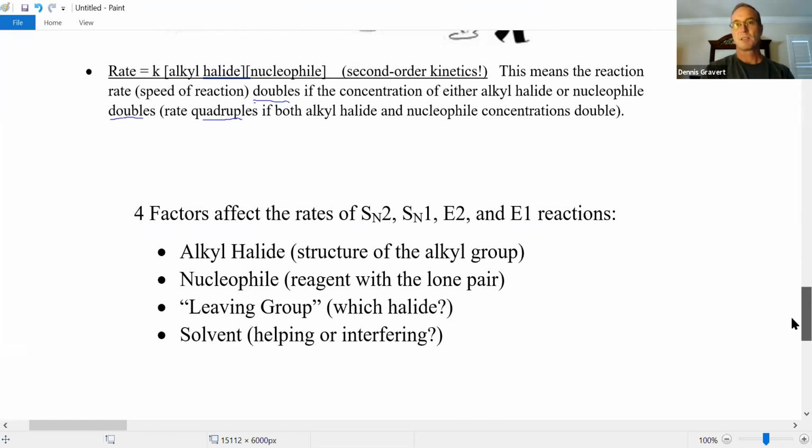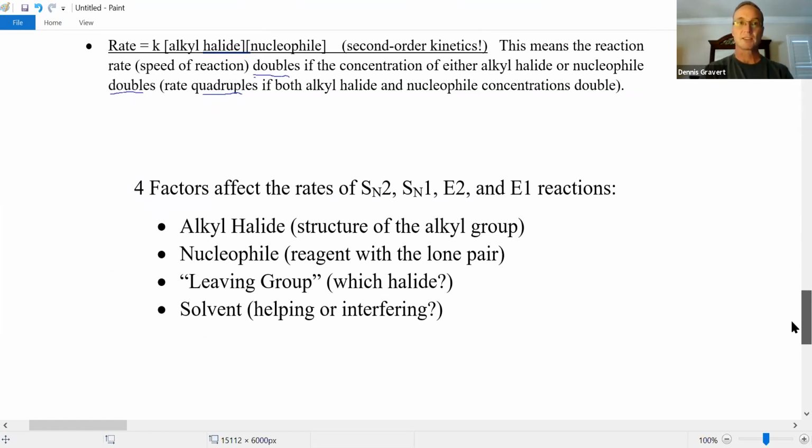So then, here we go to the main idea of this video. There are 4 factors that influence the rate of all these mechanisms, and they involve the alkyl halide. Primarily, this is the structure of the alkyl group, and we're going to look at whether the alkyl halide is, in the order, tertiary, secondary, or primary. The nucleophile, the thing with the lone pair, what's the structure of that, its properties that can influence the speed of how it works. And then the leaving group, well, we could choose chlorine, we could choose bromine, we could choose iodide. There's another one coming, another leaving group, and that affects the rate of the reaction too. Which halide you use will speed or slow down the reaction.